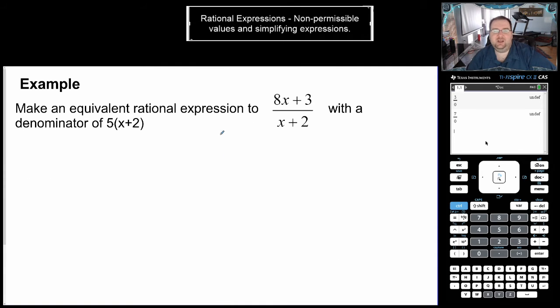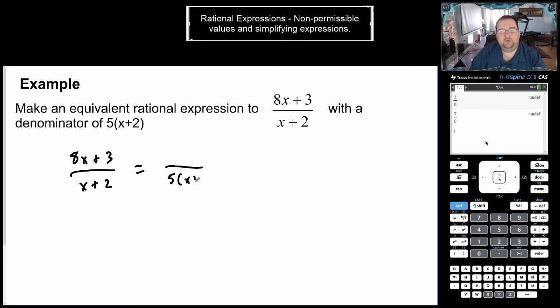So let's look at an example where we'll be doing something like this. Let's say that we want to make an equivalent rational expression to this with a denominator of 5x plus 2. So let's say I have 8x plus 3 over x plus 2. And I want it to be the same as this. I want it to be equal to it. But I want the denominator to be 5x plus 2. So I need this side and this side to be the same. Let's just look at what happened.